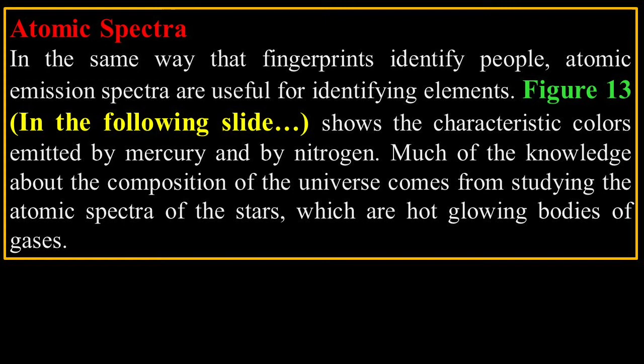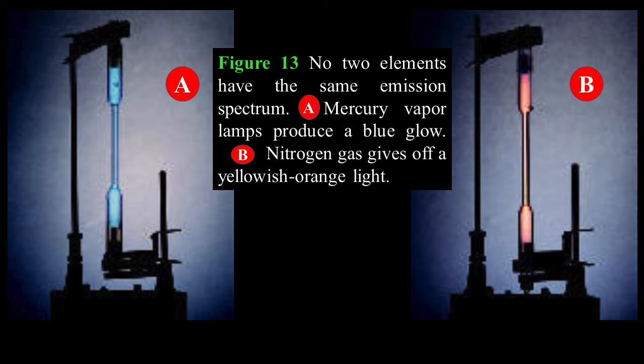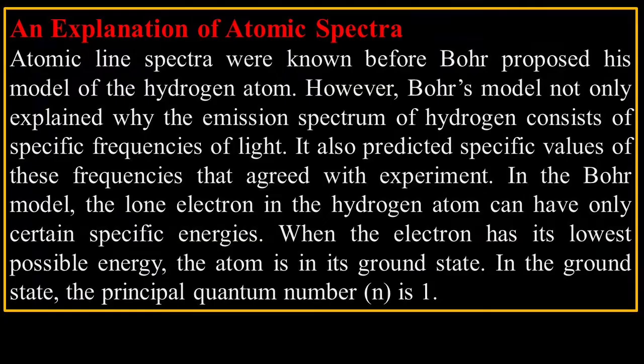Here I have figure 13. No two elements have the same emission spectra. A mercury vapor lamp produces a blue glow. Nitrogen gas gives off a yellowish orange, kind of like a peach glow. So if I analyze more carefully two colors that may look similar, they would indeed be different if I looked at their individual emission or absorption spectra.